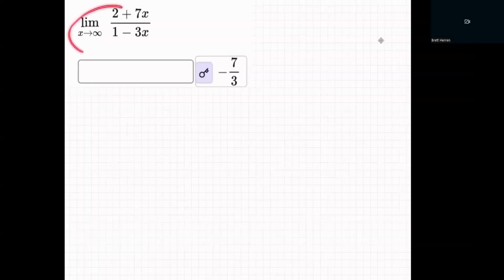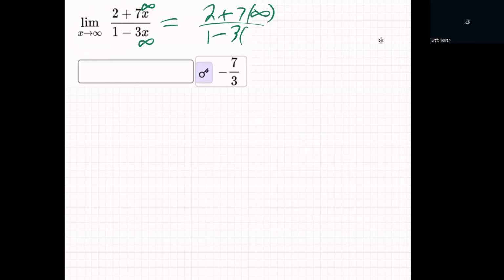This question has the limit as x goes to infinity of a fraction. What if we just try plugging in the infinity? Even though infinity is not a number, we get the concept. And we'll get that over 1 minus 3 times infinity. So 7 times infinity is infinity plus 2, that's just infinity. 3 times infinity is infinity. 1 take away infinity is going to be negative infinity. So then that's clearly negative 1.